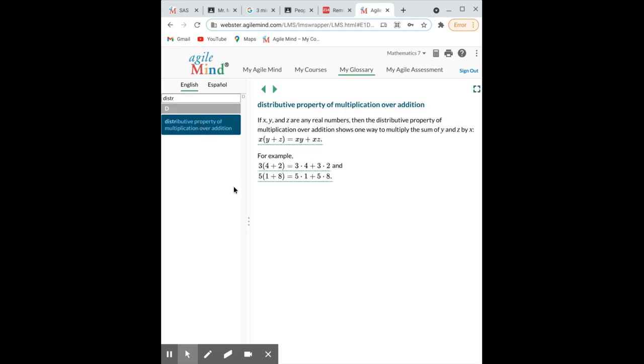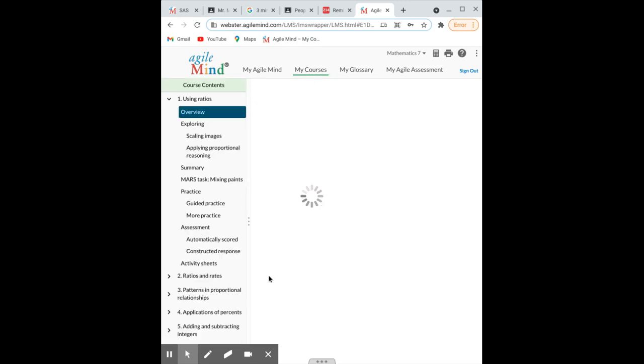It says if x, y, and z are any real numbers, then the distributive property of multiplication over addition shows one way to multiply the sum of y and z by x. So this is basically exactly what she just said. She said if you have a number outside of the parentheses, you're going to multiply it by the numbers that are inside of the parentheses. And that's 100% correct.